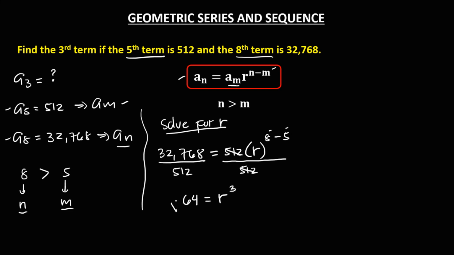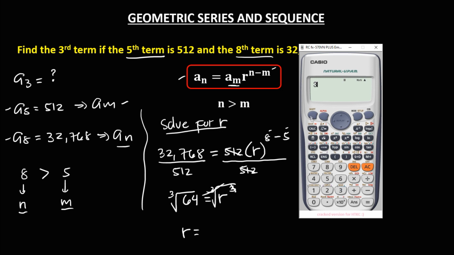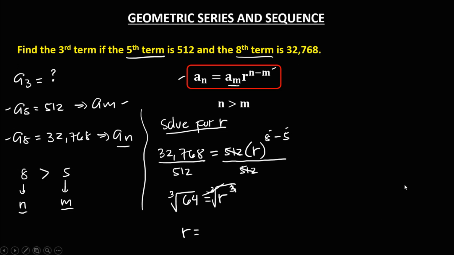And to solve for r, take the cube root. So r is equal to the cube root of 64. We have 3, then shift, cube root of 64 equals positive 4. So the common ratio is positive 4.